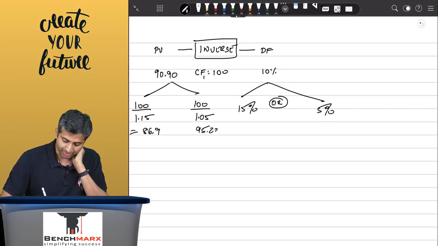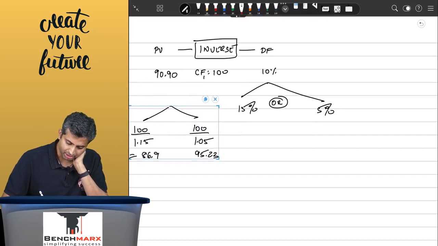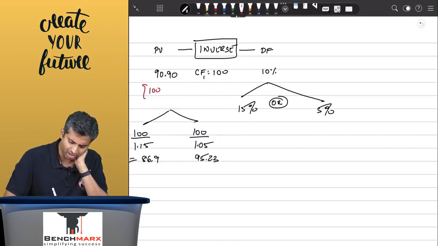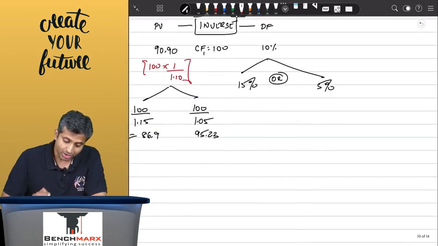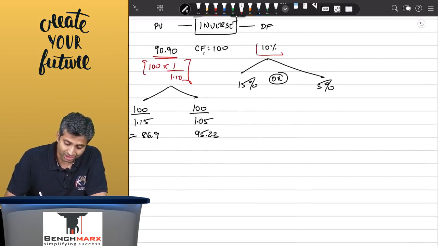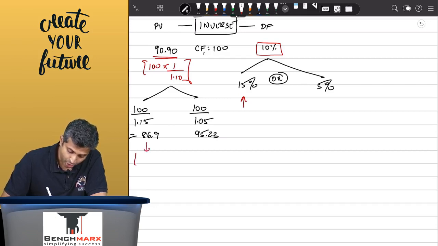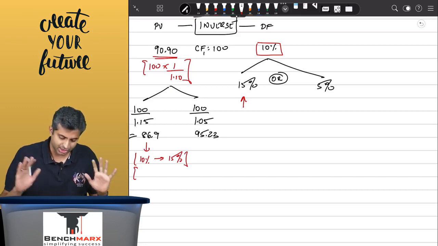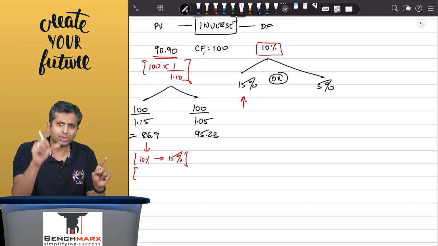So basically what is happening here is, how was 90.9 calculated? It was calculated as 100 into 1 upon 1.10, or 100 divided by 1.1. Now this was at a discount rate of 10%, so as the discount rate increased, as you see, the present value went down. When you went from 10% to 15%, the present value fell. There is no rocket science, it is mathematics. Why? Because you are increasing the denominator. The discount factor is going to come in the denominator. If you increase the denominator, the value will fall.